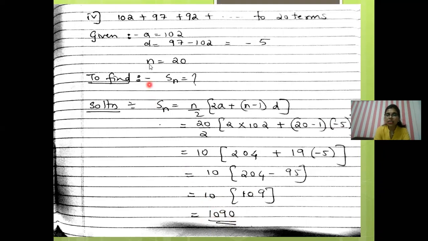Okay. I repeat, the series is given to you, the value of a you get, the value of d by subtracting the first term from the second term, n is given to you. You have to find the value for Sn. Sn is equal to n upon 2 (2a plus (n minus 1)d). You're going to use that formula. Substitute the value. Solve the bracket first according to BODMAS and then get the value. Whatever value you get, the right answer, put it in a box at the end.